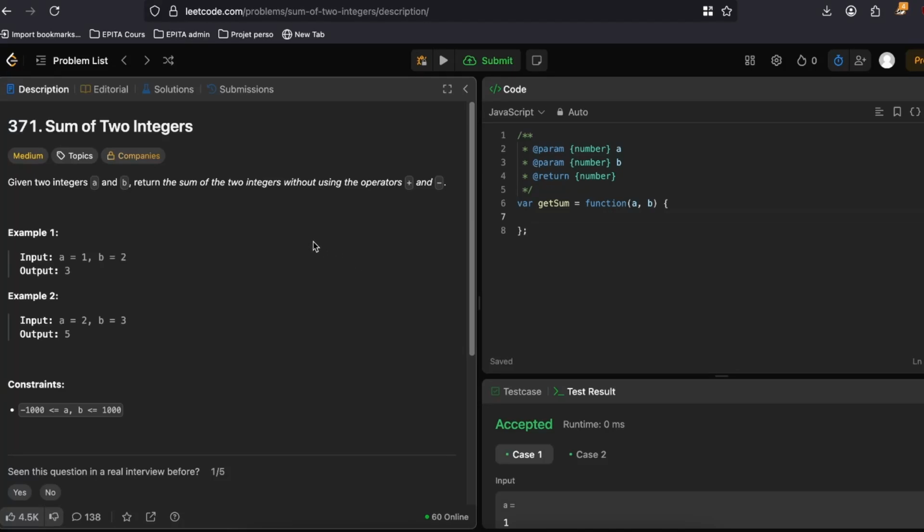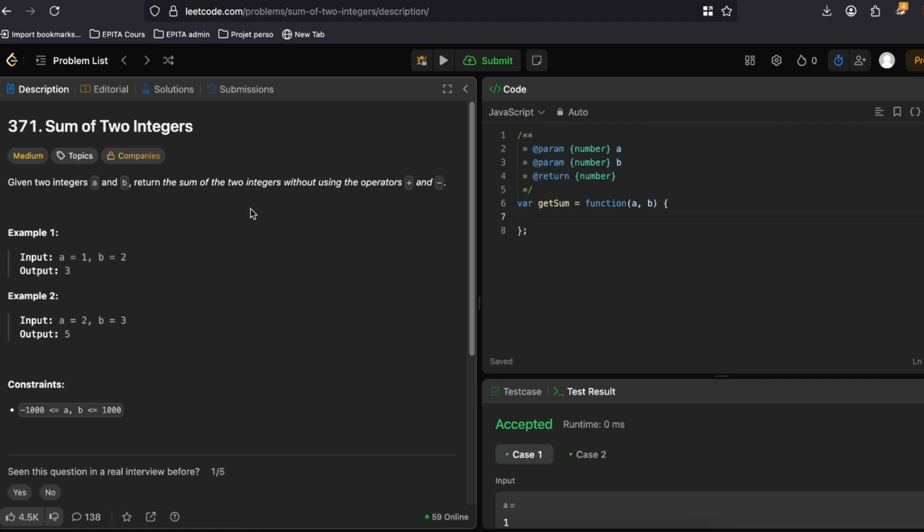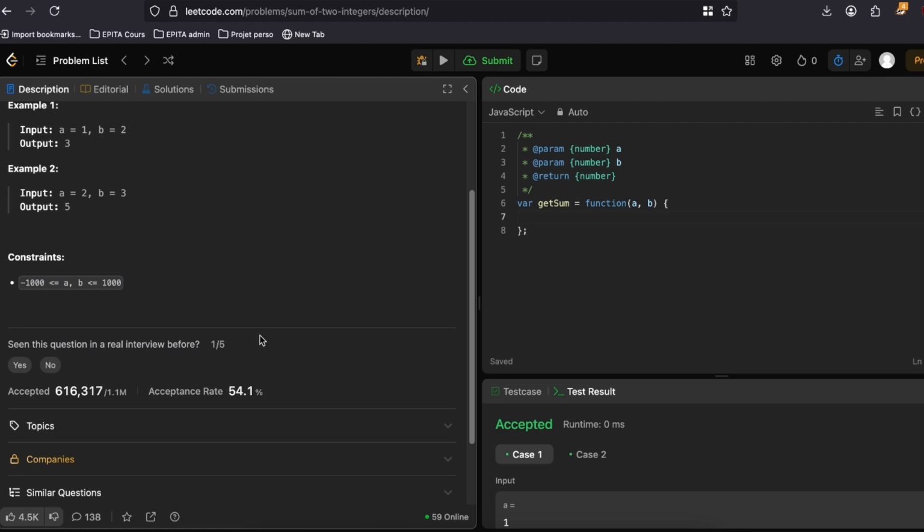Sum of two integers. Given two integers a and b, return the sum of the two integers without using the operators plus and minus. Example 1 is 1 plus 2 is 3 and 2 plus 3 is 5. So this is a very simple problem, and actually the solution is quite simple too, but it looks like a lot of people don't know how to do this, and it's actually a really interesting problem that demonstrates a lot of knowledge around binary operations. So yeah, let's have a look.